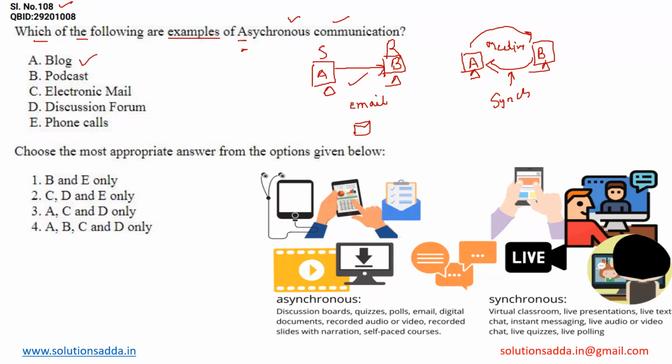What exactly is a blog? A blog is a place on an online website where a user can write whatever they want related to any topic. It is not necessary that all the readers who are actively reading the blogs of person A are active whenever A is writing something on the wall. So a blog is an example of asynchronous communication. So option A is correct here.